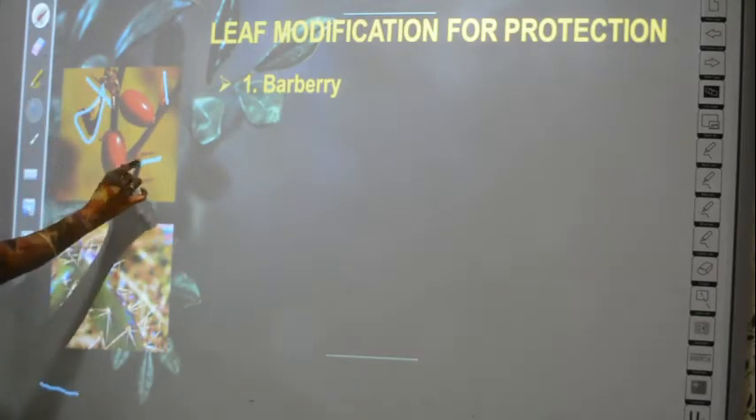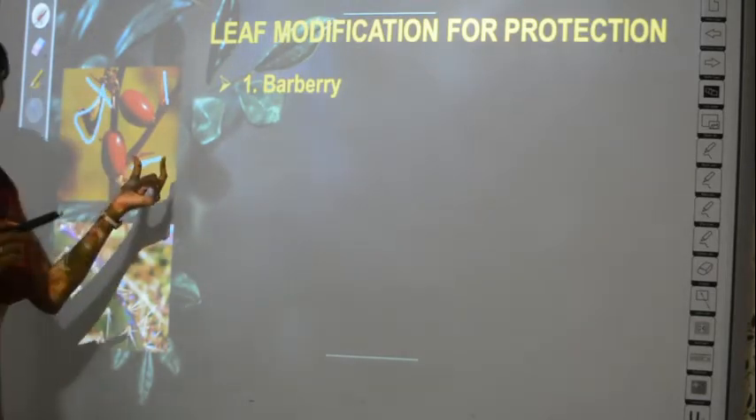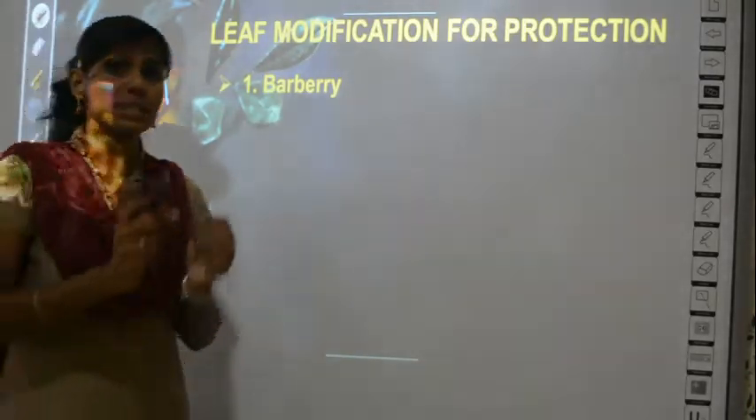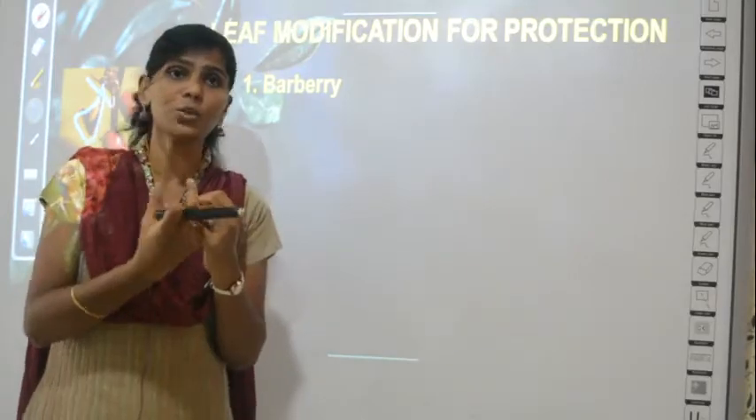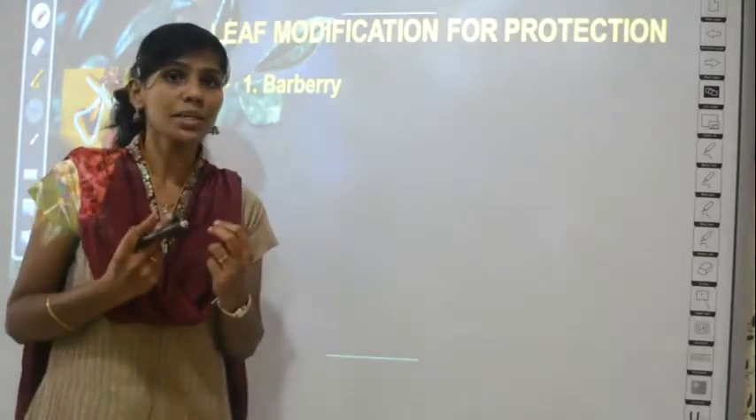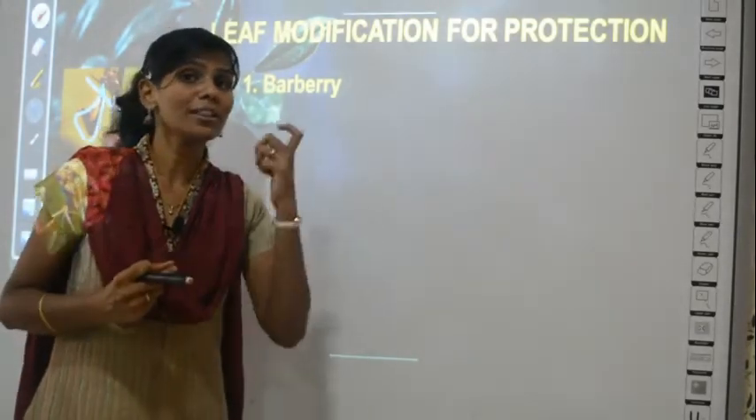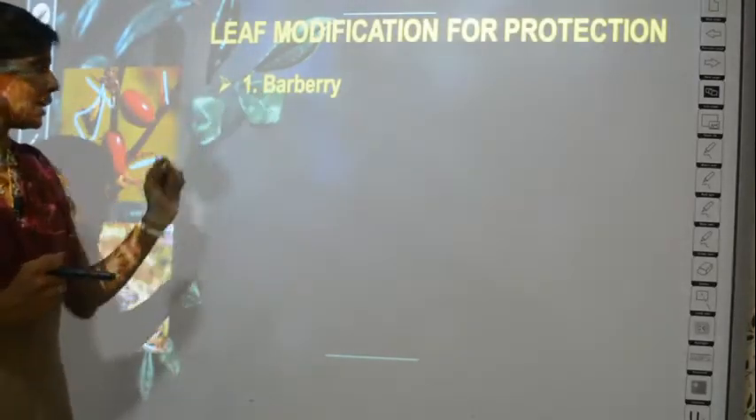You can see many thorns. So these thorns are modified leaves. It is actually a leaf, but it is modified. It is changed into some other shape. What is that shape? It is modified into a thorn in the case of barberry plant.